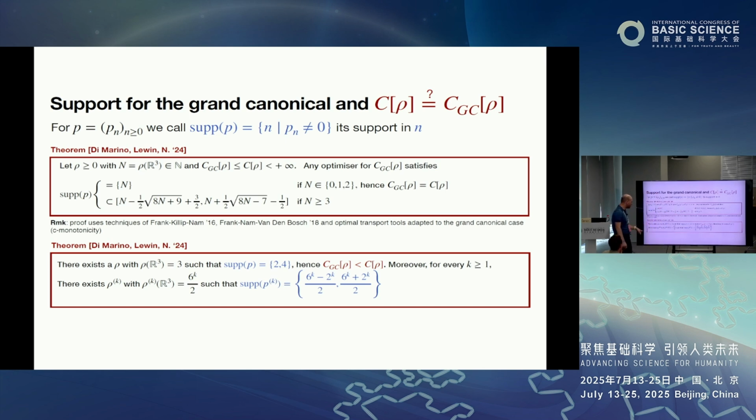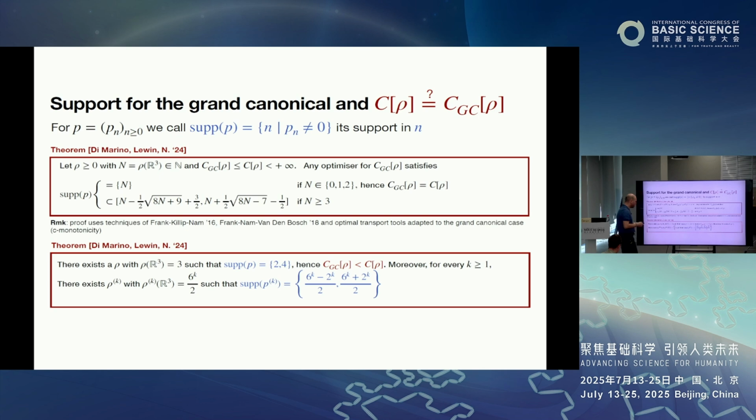But we can do something more, because we can find a very specific rho such that the support is always with total number of electrons equal to 3, and the support is just 2 and 4. It means that you have just a combination of 2 electrons. You can have just either 2 electrons in your system or 4 electrons, and you have probability 1/2 of having 2 or 4 electrons. And what happens is that the grand canonical energy is going to be strictly smaller than the canonical one.